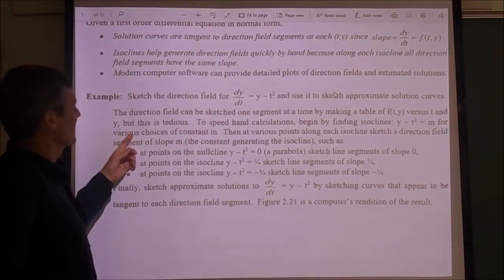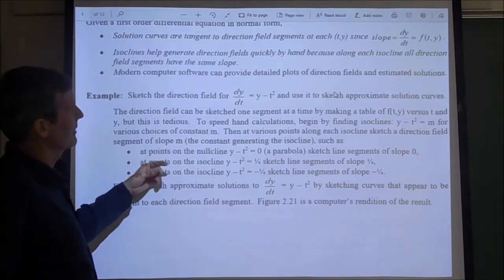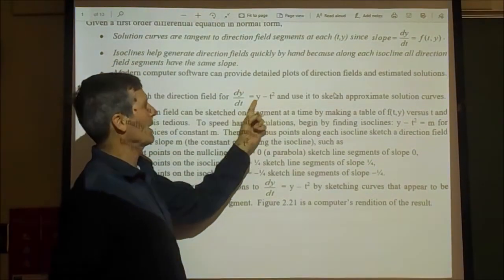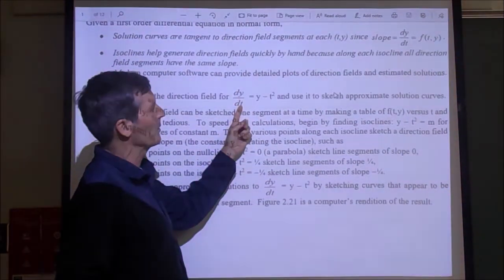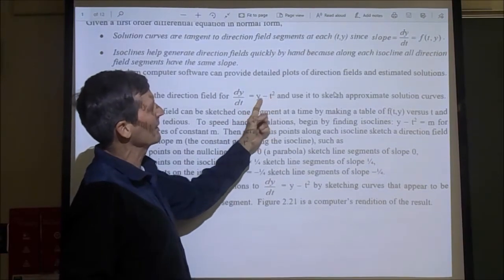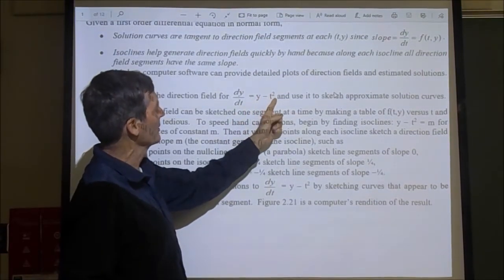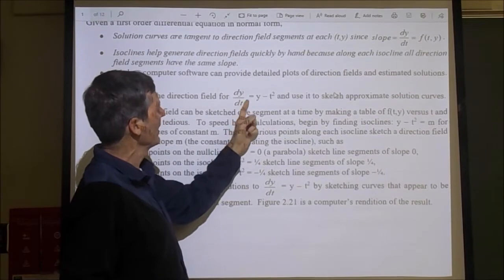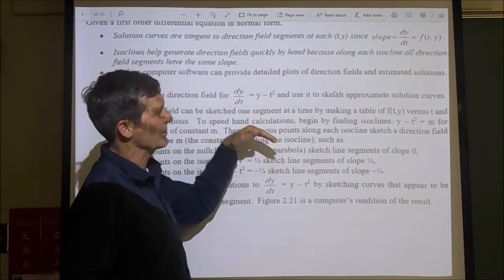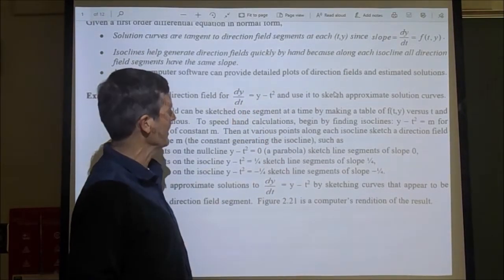The direction field can be sketched one segment at a time. I can plug in t equals 0, y equals 0. Oh, the slope is 0 at the origin. t equals 1, y equals 0. Oh, the slope is 0 minus 1, so minus 1, at the point (1, 0). And so I try, and, oh boy, that's tedious.